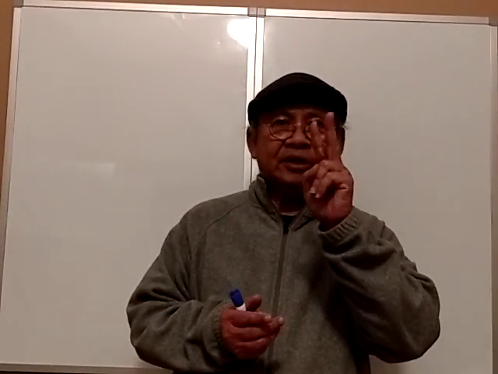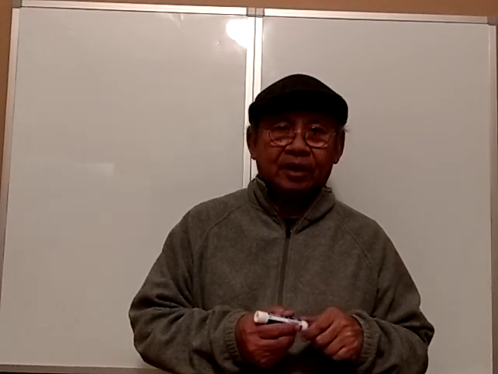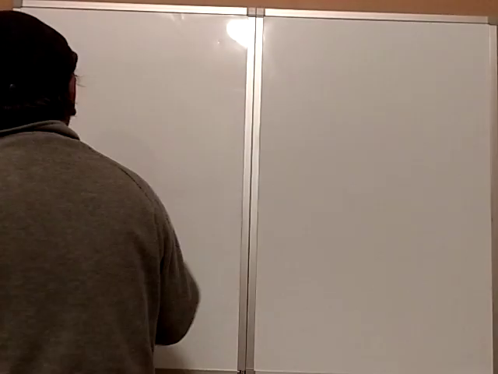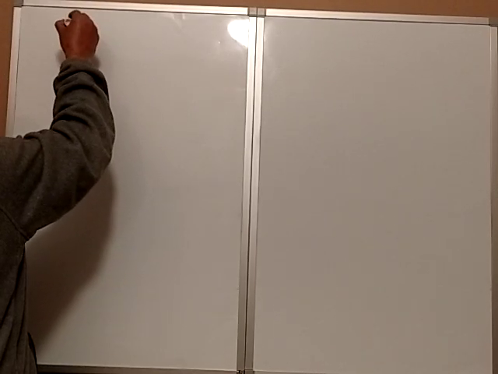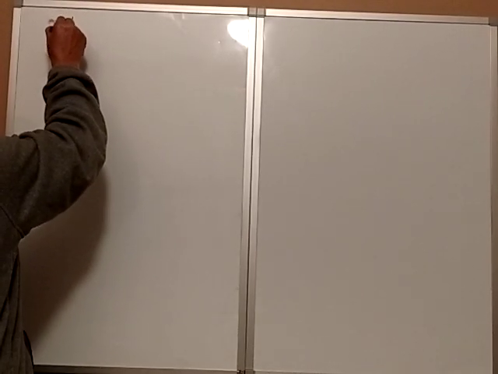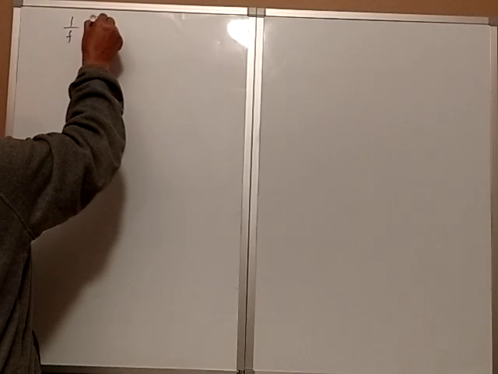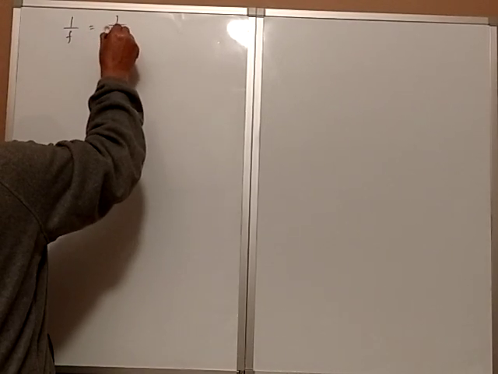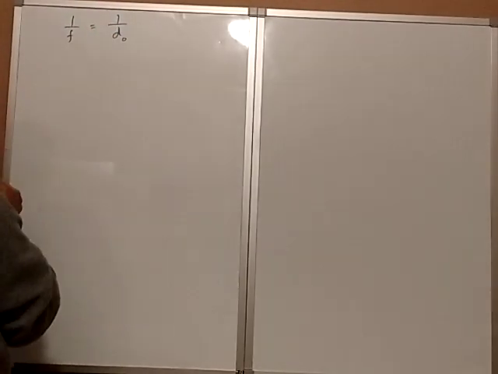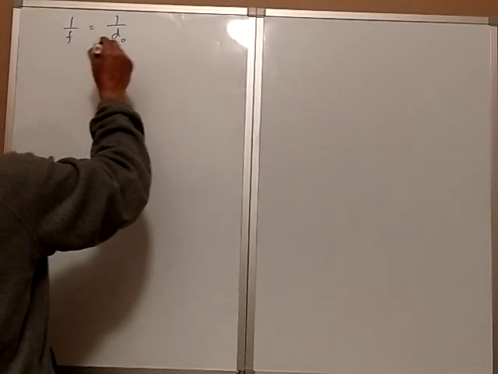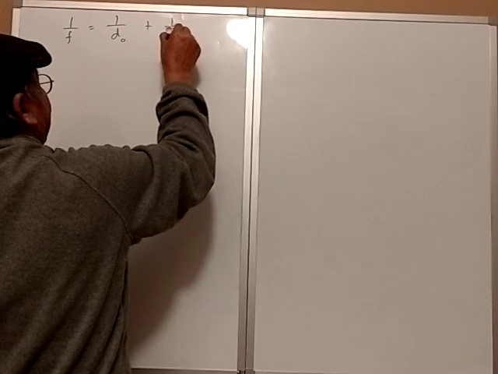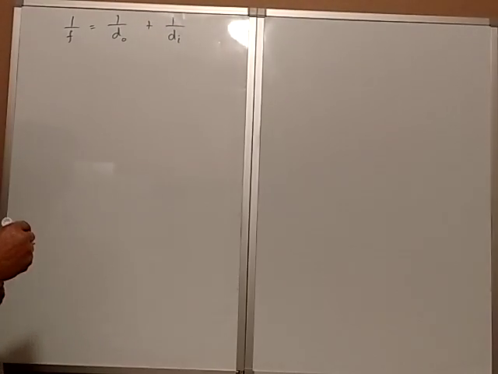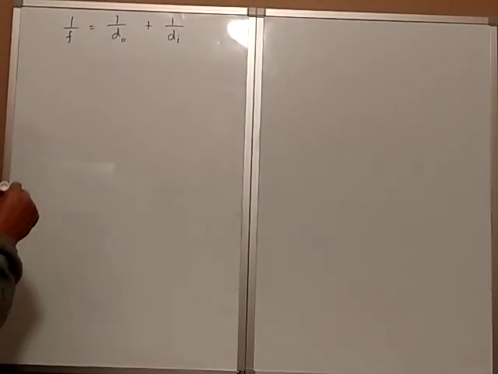For lenses, there are only two formulas that you have to remember. One is 1 by f, where f is the focal length. 1 by f is equal to 1 by d sub o, that's for object, the distance of the object from the lens, plus 1 by d sub i, that's the distance of the image from the lens.